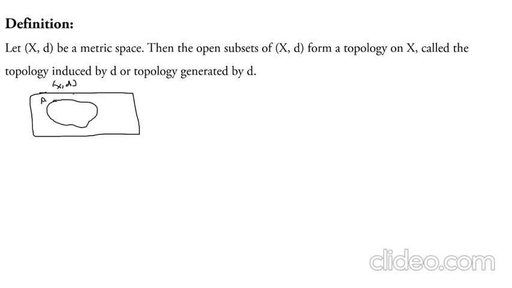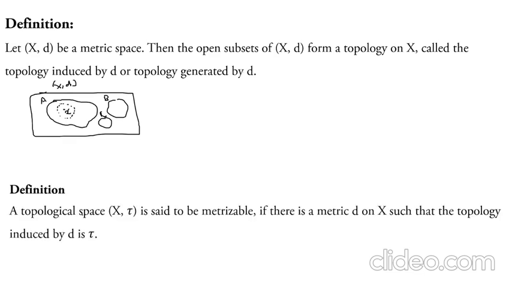Then A is said to be open in the metric space (X, d) provided if we take any point x from A, there must exist an open ball with the center x contained in A. Then we say that A is open. We take all such open sets from X, then they form a topology on X. Then such a topology is called the topology induced by d or topology generated by d.